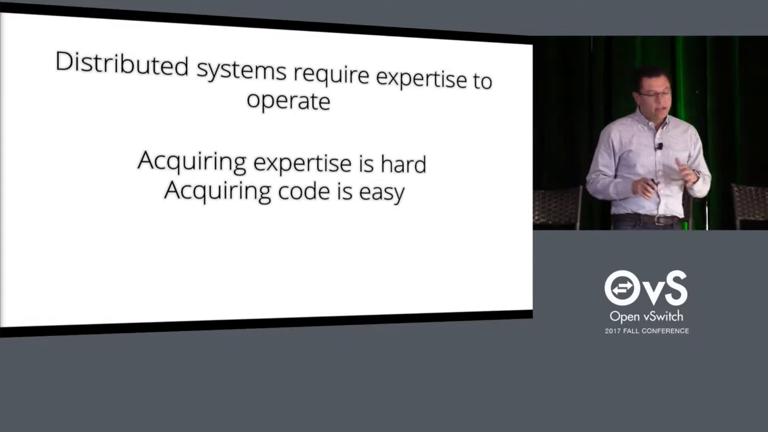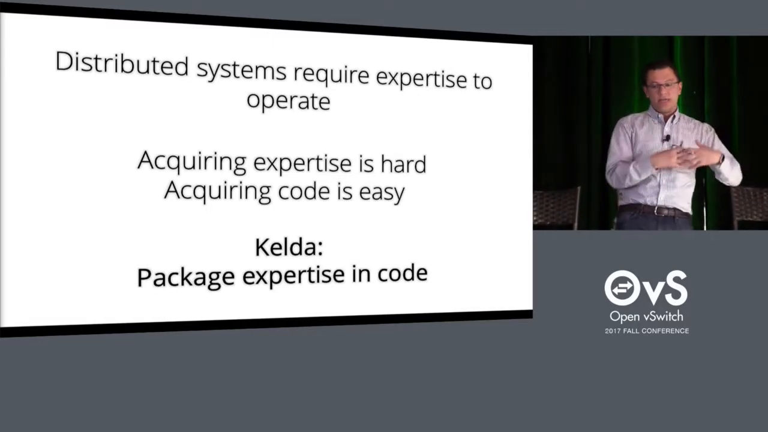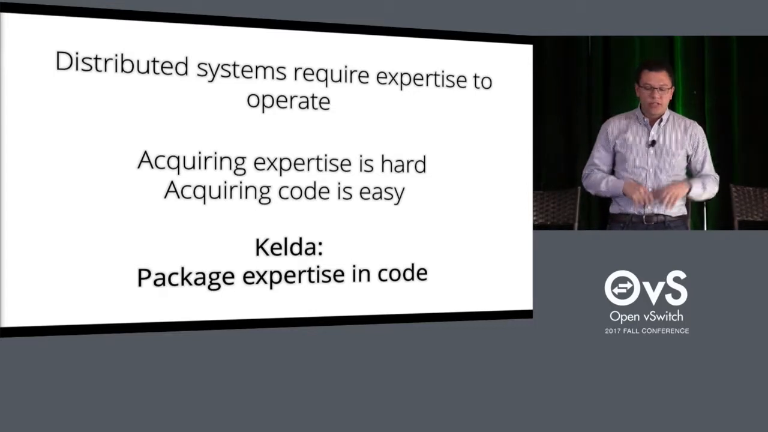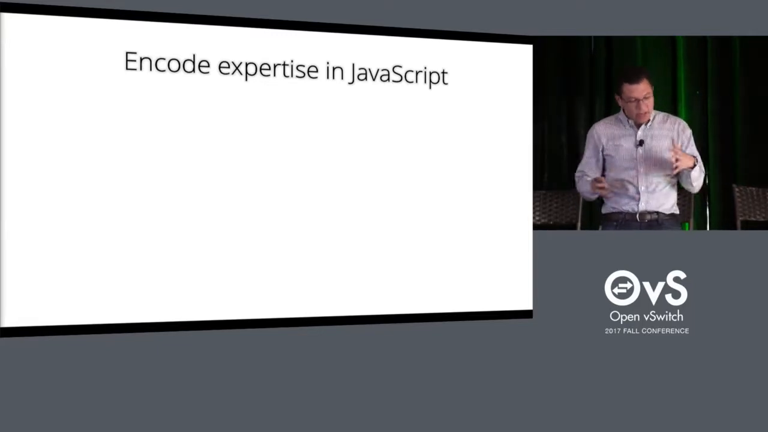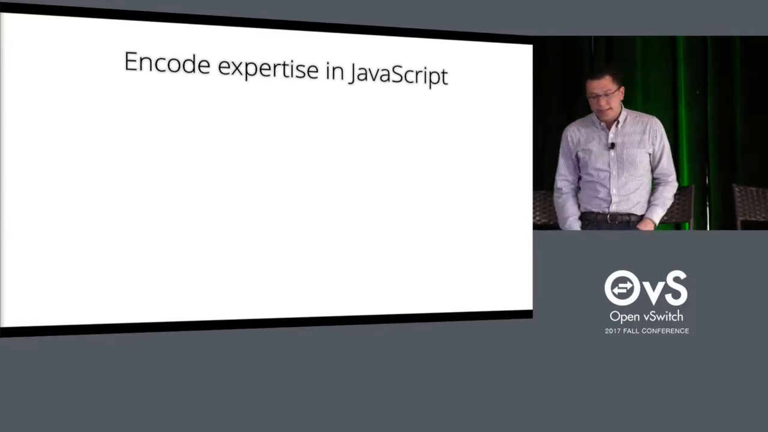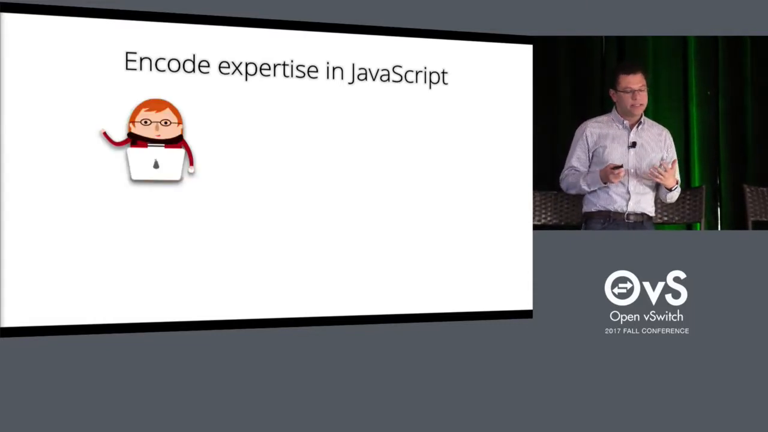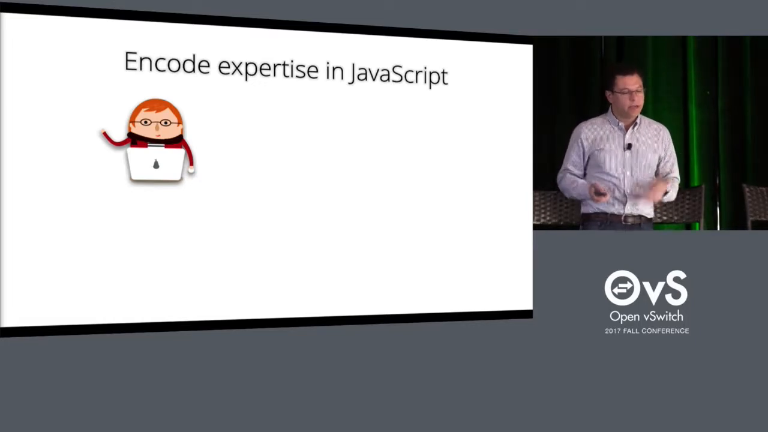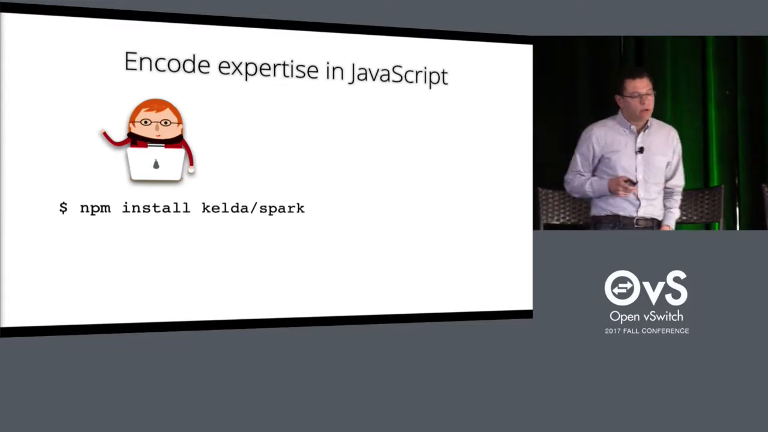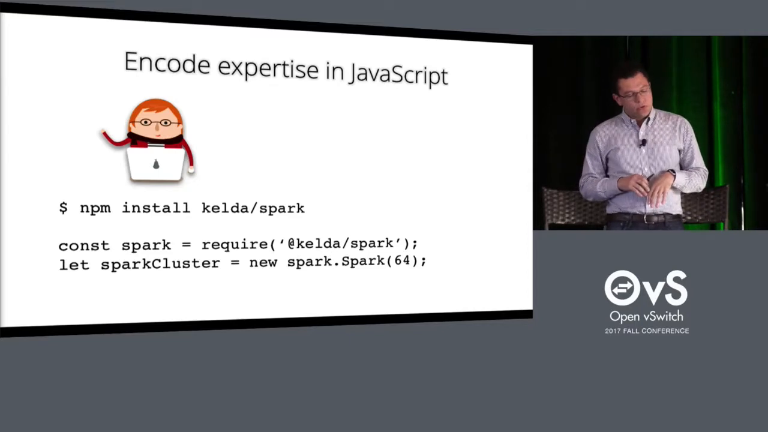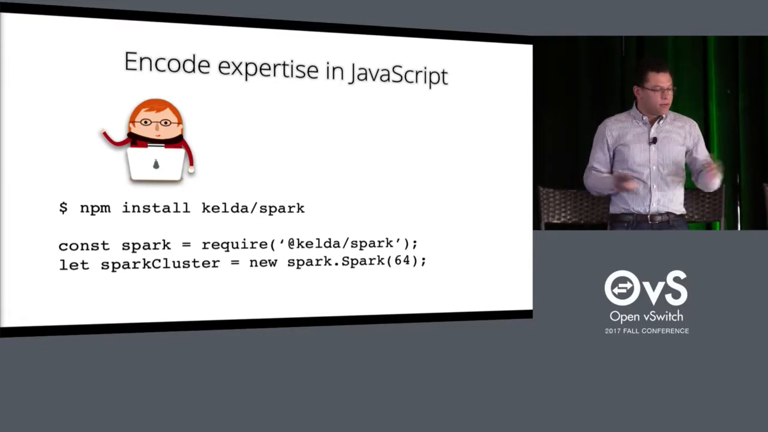So the key idea of Kelda is that we'd like to package the expertise necessary to run complex distributed systems in code so that it's shareable, so that people who aren't experts can run complicated systems without having to understand them. Specifically in our project, we use JavaScript. It's a super popular language. And as a result, basically, the user experience is if you're a user who wants to run Apache Spark, you use the JavaScript standard package manager to pull some Spark code onto your system, and then you import Spark into your broader architecture, and then it'll deploy to the cloud.